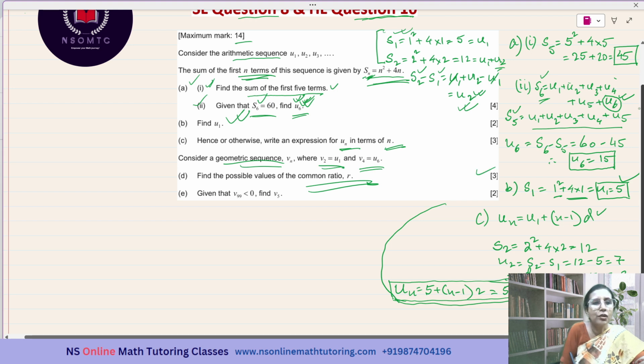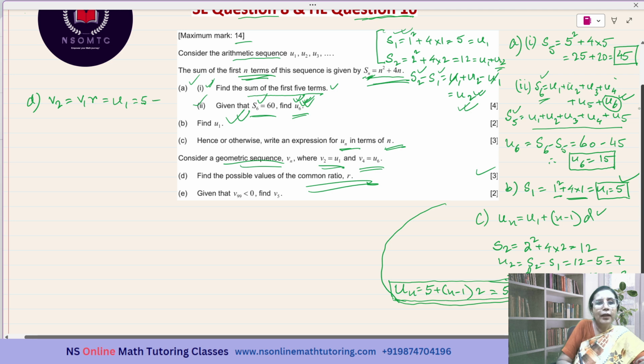It is containing 3 marks. Let me write the subpart D's answer over here. So V2 equal to U1. V2 should be equal to V1 times R. V1 is the first term of the geometric sequence and R is the common ratio. This should be equal to U1, which is equal to 5.